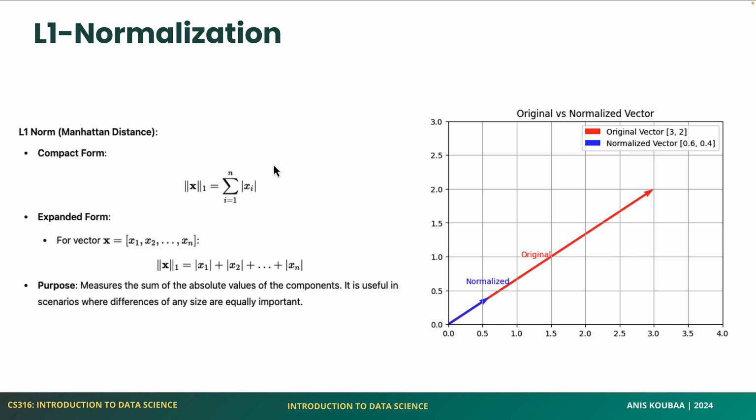Another way to do normalization is called L1 normalization. Instead of calculating the Euclidean distance, we calculate the Manhattan distance. So what is Manhattan distance? We're going to calculate the sum of all the absolute values of x. So this is going to give a positive value, which is the Manhattan distance.